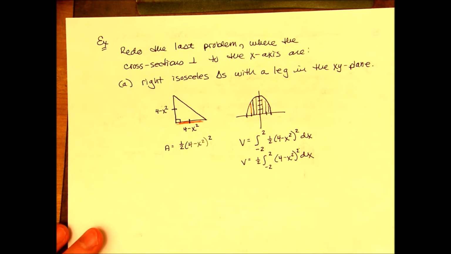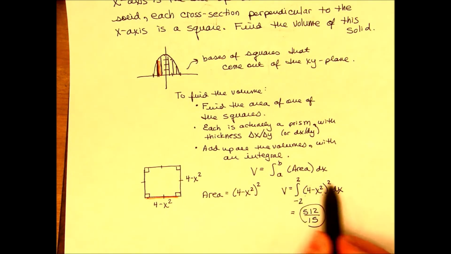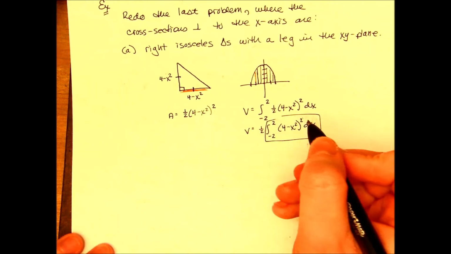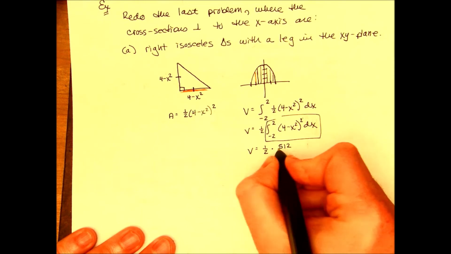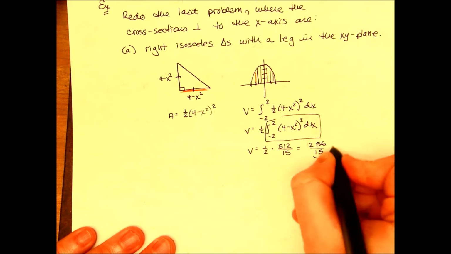Hopefully, maybe, that integral looks familiar to you, because I think that's exactly what we did in the last problem. Oftentimes, with these problems, if we start by saying our cross-sections are squares, we can base other volumes on the volume when the cross-section is a square. According to that previous problem, I know that this thing over here is 512 over 15, so my volume is 1/2 times 512 over 15, or 256 over 15.